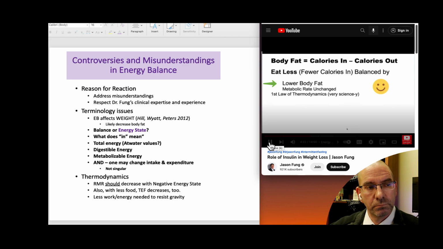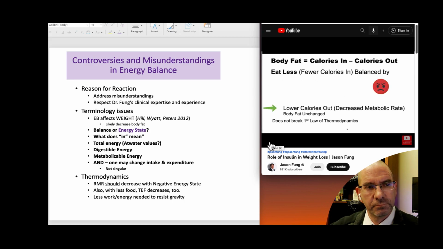Unfortunately, it doesn't apply here, because there's a second alternative to what happens if you eat fewer calories. Looking at this equation, you can see that if you lower the calories in, you can just as easily balance this equation by lowering calories out. That is, your metabolic rate, the number of calories you burn in a day, may well be decreased and your body fat is unchanged. So there's a couple things here.